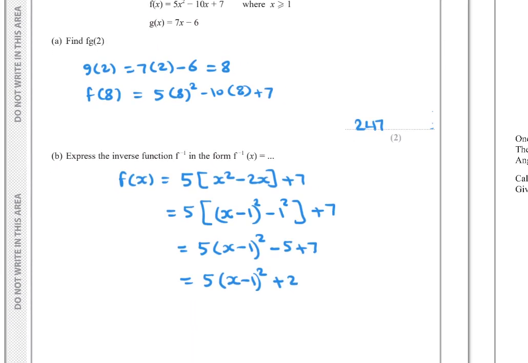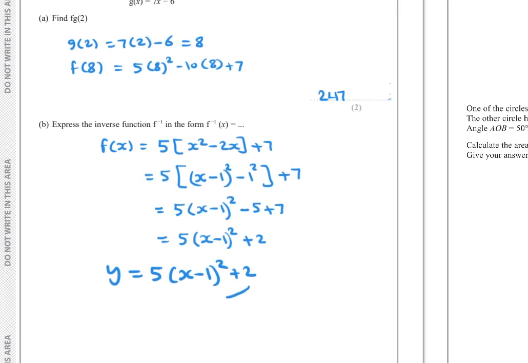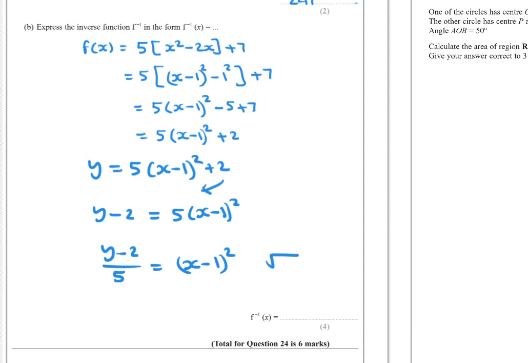Now we can find the inverse. Put y equals 5 into (x minus 1) squared plus 2. Now transpose 2 to the other side, so y minus 2 equals 5 into (x minus 1) all squared. Divide by 5, so (y minus 2) over 5 equals (x minus 1) all squared. Then take the square root, so square root of (y minus 2) over 5.